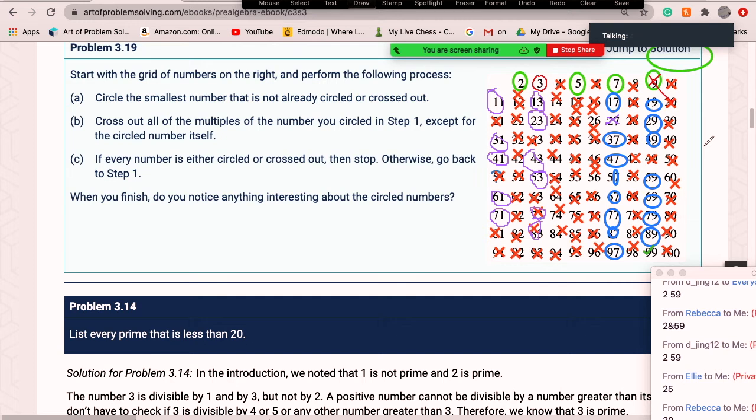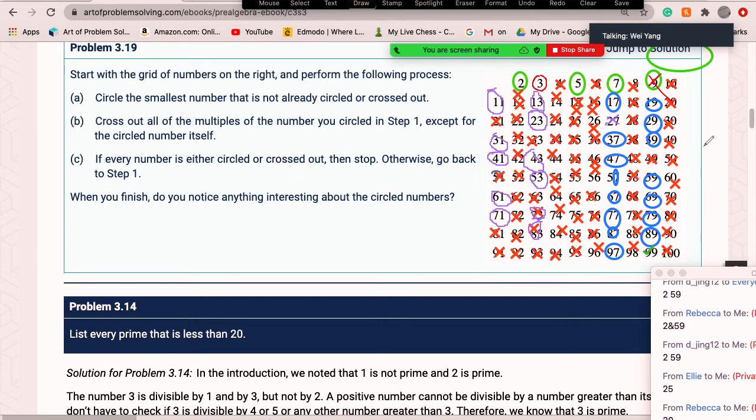Is that correct? Now let's see, Rebecca, what you said here. That's too many. So what are we doing here? Now let's see, Ellie, you. What are we doing here? How many circles? Yeah, I ask you.